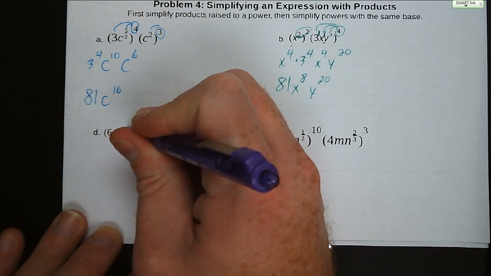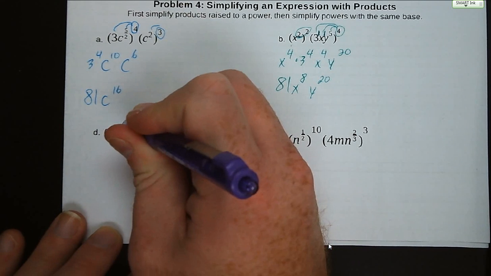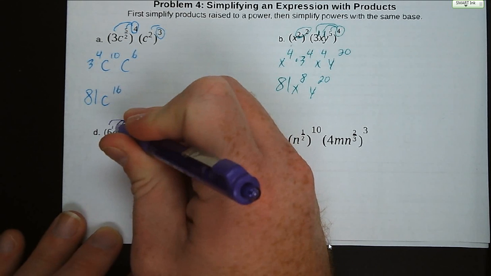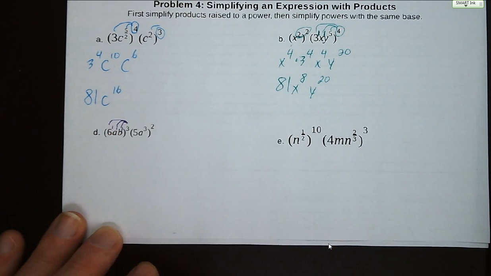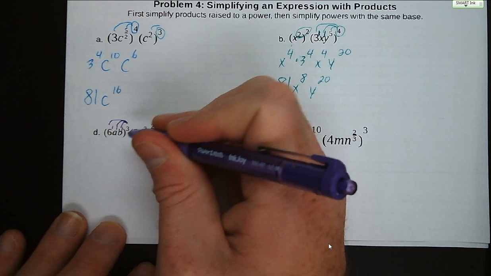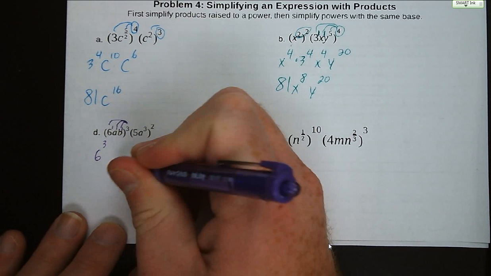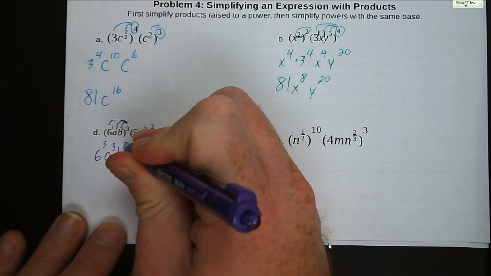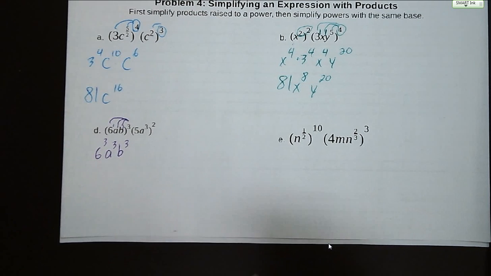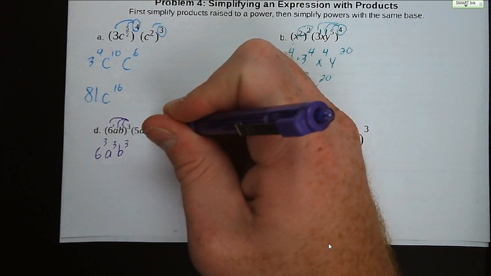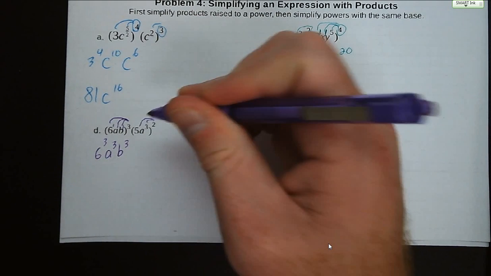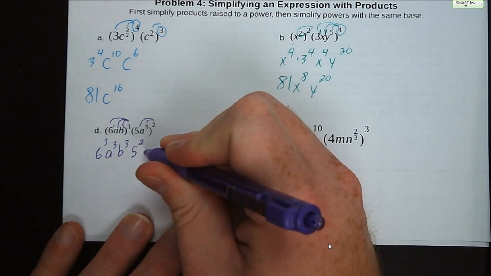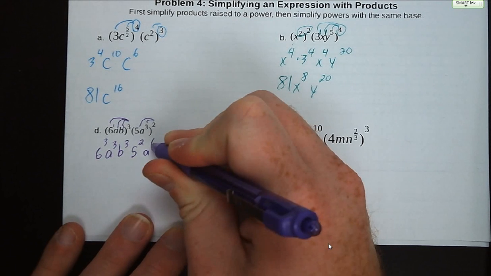All right, so we have 3 that needs to be applied to the 6, the a, and the b. All three of those pieces have an exponent of 1. So we have 6 to the third power, a to the third power, b to the third power. In our second set, we have 2 going to those two terms. So we have 5 squared, a to the 6th power.